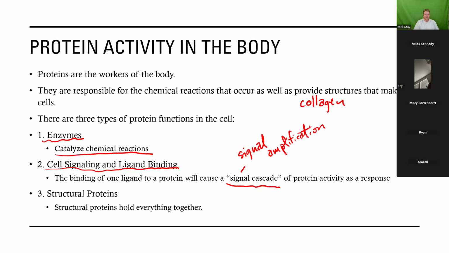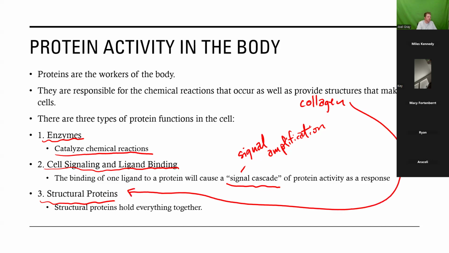And so that's the way that a signaling cascade kind of works. It's taking a minor signal and amplifying it, blowing it up. Now, the binding of one ligand to a protein will cause this. Another role that proteins play is they provide structure. There are structural proteins, collagen being one of them.